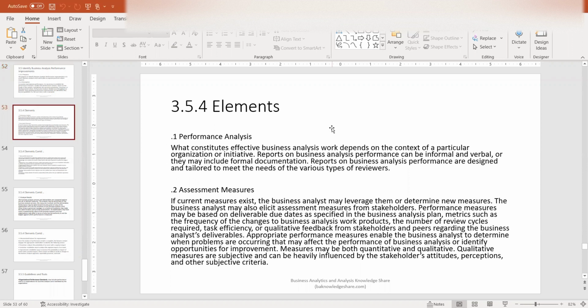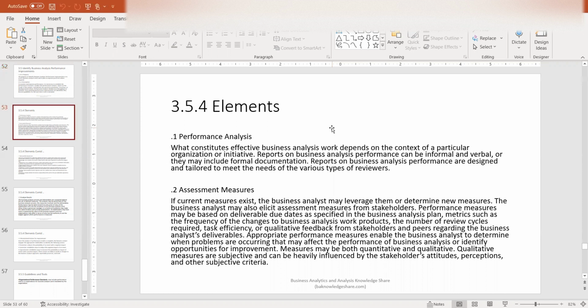There are a couple of elements to keep in mind. One is performance analysis. What constitutes effective business analysis work depends on the context of a particular organization or initiative. Reports on business analysis performance can be informal and verbal, or they may include formal documentation. Reports on business analysis performance are designed and tailored to meet the needs of various types of reviewers.